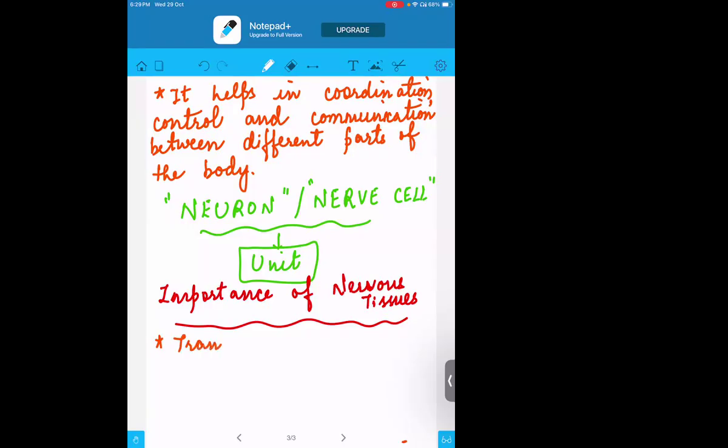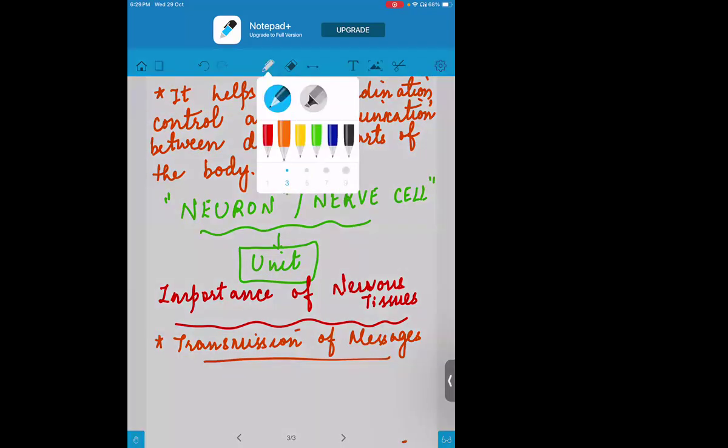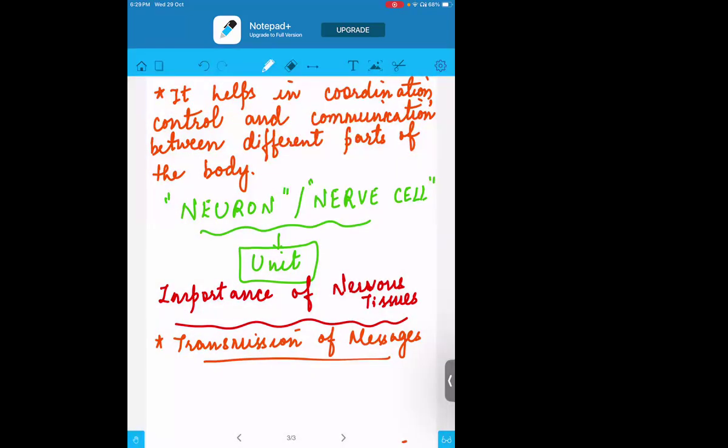So the first one is transmission of messages. Messages have to be transferred. Do you want me to write each and everything here about the transmission of messages? Okay, sure, I think I can write it.